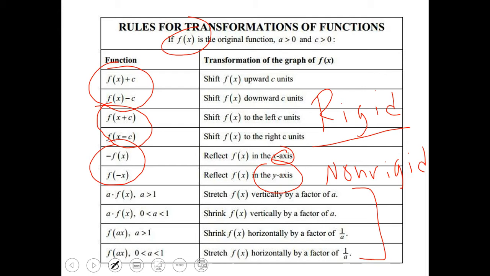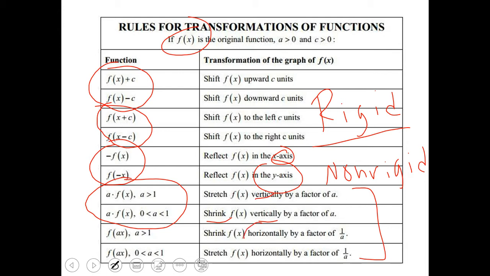So for the non-rigid transformations, if you are trying to vertically stretch or shrink, that happens on the outside. And again, you follow what it says. So in the first one, if you want to stretch it, the value of a on the outside is greater than 1. And in the second example, if you want to shrink it and the a is on the outside, it would have to be between 0 and 1.